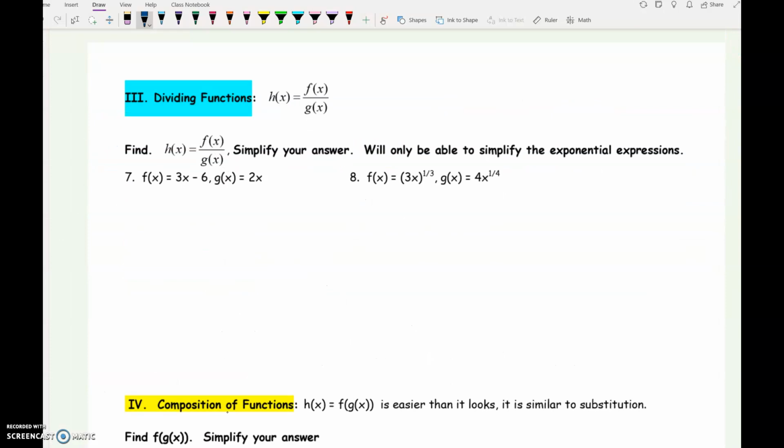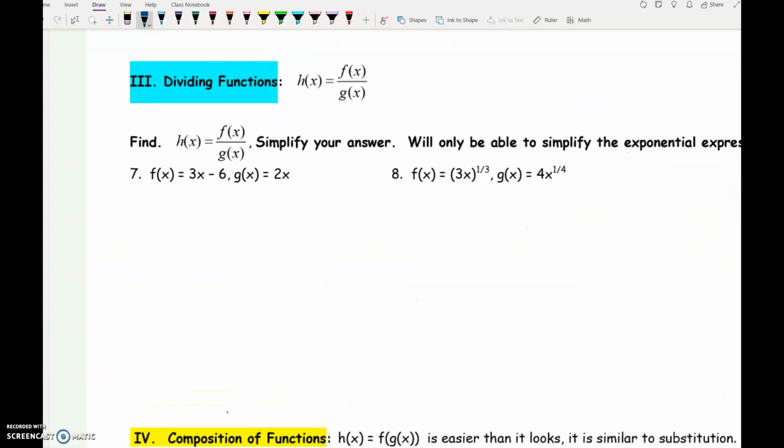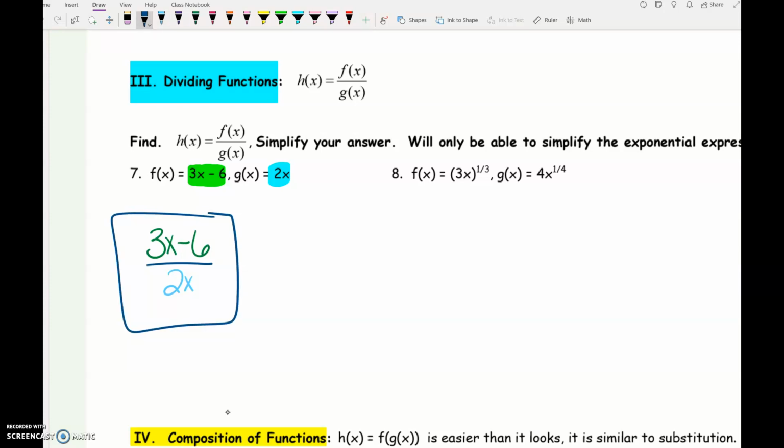All right, and then finally, dividing functions. Often, this is the easiest one because there's not a whole lot to do. The f function is 3x minus 6. The g function is 2x. We could factor these and try to simplify it, but honestly, that's it. Because there's a minus sign or an addition sign or whatever on the top, there's not a lot of simplifying that you can do. So our answer is simply 3x minus 6 over 2x.